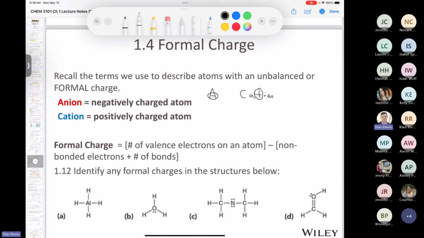But anyhow, the way that we calculate formal charge, according to our textbook, this is the formula he uses: formal charge is the total number of valence electrons minus the total of the non-bonded electrons plus the number of bonds. But I have an easier way of doing it. My way is this: formal charge, FC, is equal to the number of valence electrons minus the number of sticks minus the number of dots. Dots are unpaired electrons, or lone pairs, and sticks are just bonds.